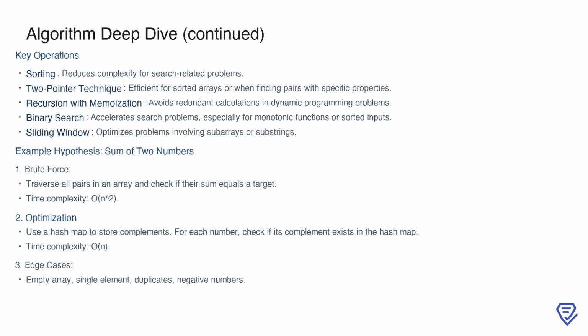The sliding window technique is another optimization strategy, suited for problems involving subarrays or substrings, as it allows us to maintain a running window of elements without needing nested loops. Let's apply these ideas to a hypothetical problem, such as finding two numbers in an array that sum up to a target. A brute force approach would involve traversing all pairs to check their sums, leading to O(n²) complexity. However, we can optimize this by using a hash map to store complements, reducing the complexity to O(n).